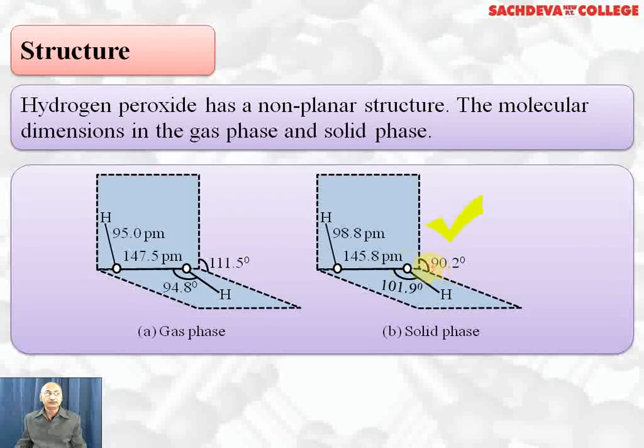reduces to 90.2. The OO bond length in gaseous phase is 147.5 picometer, whereas in solid phase it is 145.8 picometer. OH bond length is 95 picometer in gaseous phase and 98.8 picometer in solid phase. The HOO bond angle is 94.8 in gaseous phase and 101.9 in solid phase. So this is the open book structure in gas phase and solid phase of hydrogen peroxide.